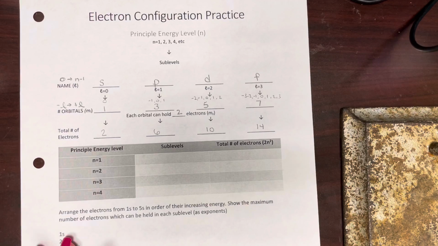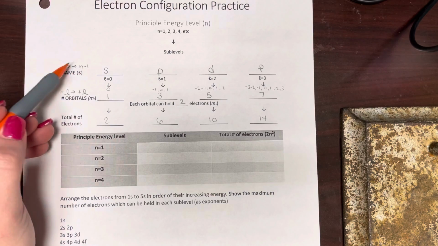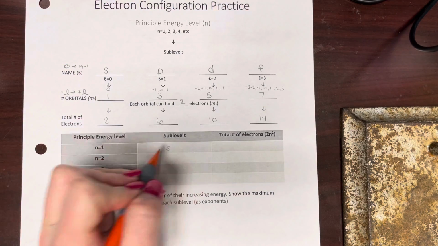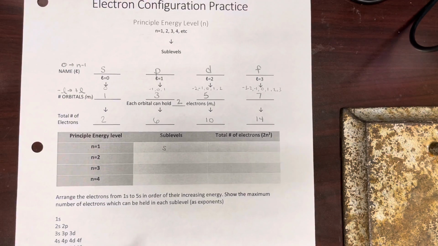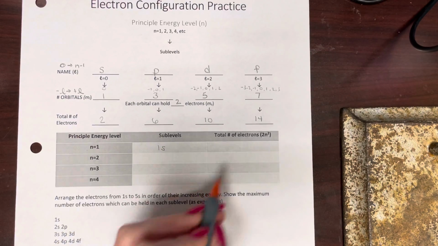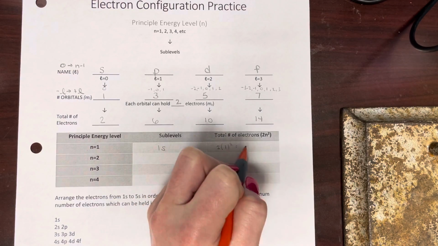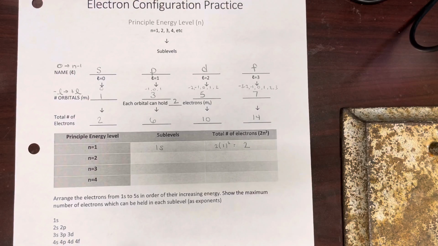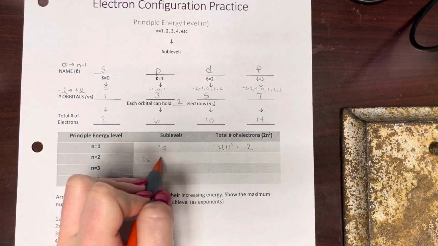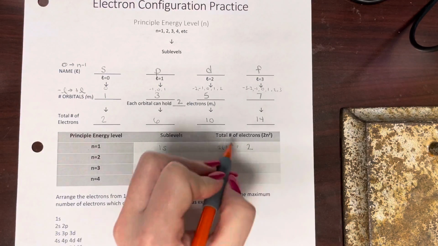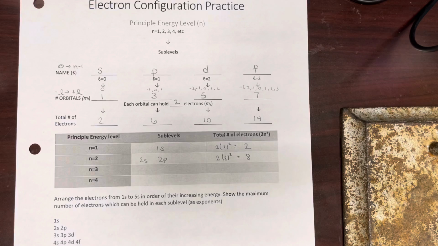When we're in the first energy level, we go from 0 to n minus 1, so there's only an S. If you want to say 1s, that's fine. The total number of electrons is going to be 2 times 1 squared, a total of 2 electrons. For n equals 2, we have 2s and 2p. The total number is 2 times 2 squared, that's 8.